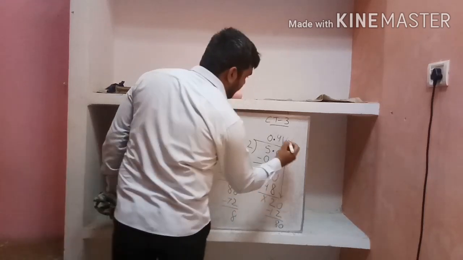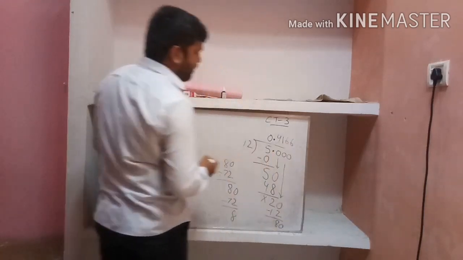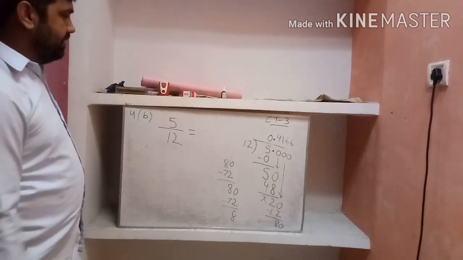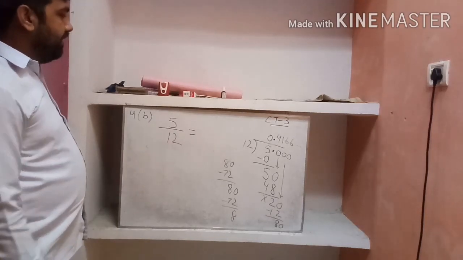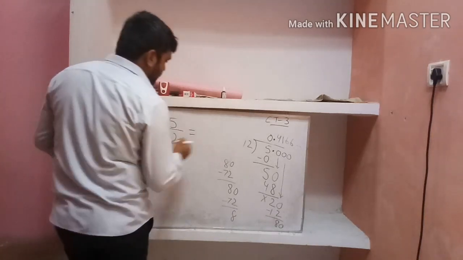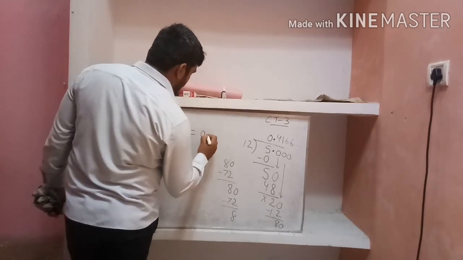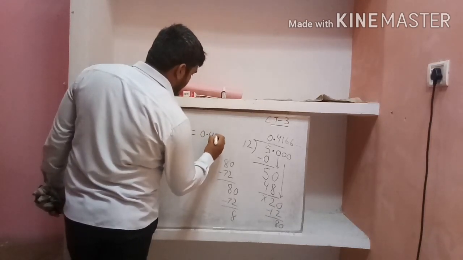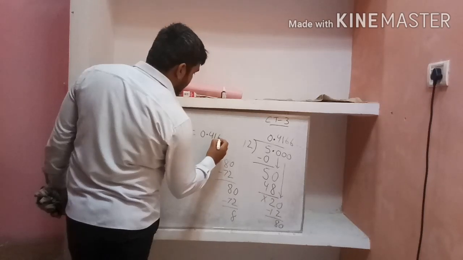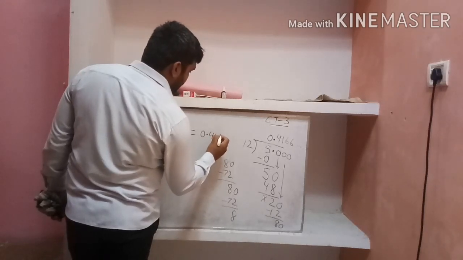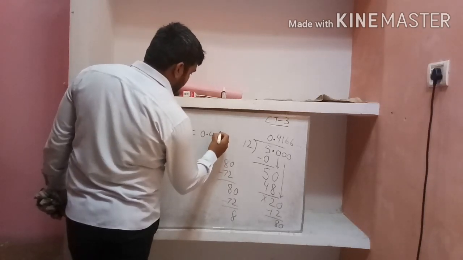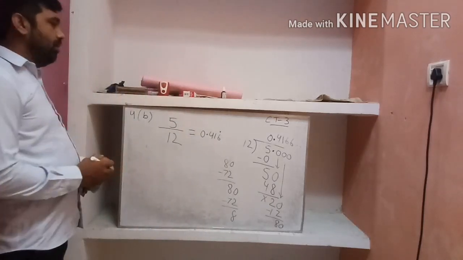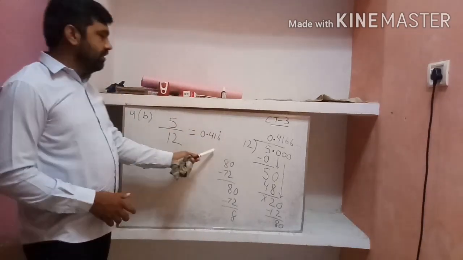Now this will never end. Every time you are getting 0.41666. So this is non-terminating and recurring. So how do you write the answer? 0.41 and 6 is repeating. So over 6 you put a dot. Over 6 you put a dot, meaning this single digit is repeating.